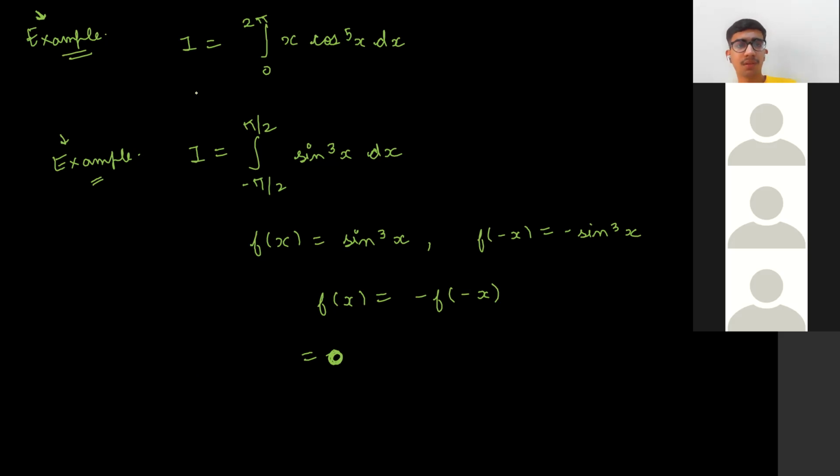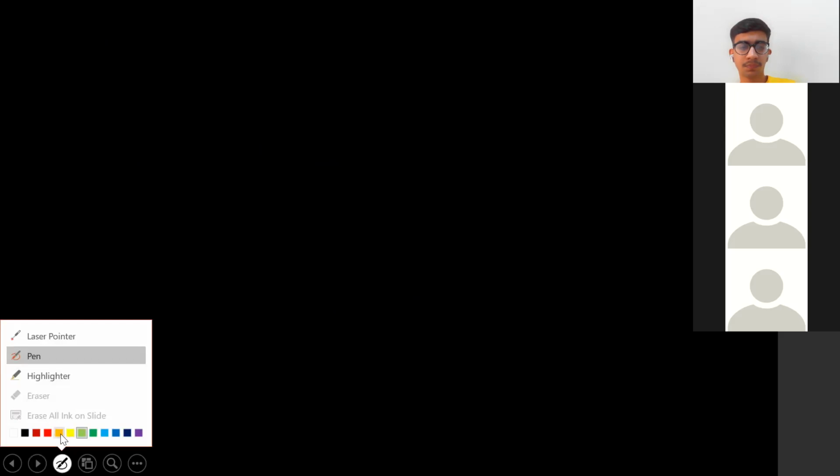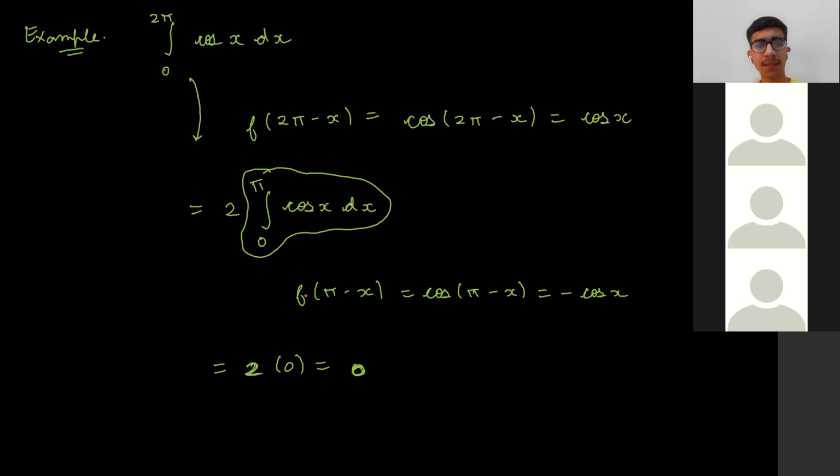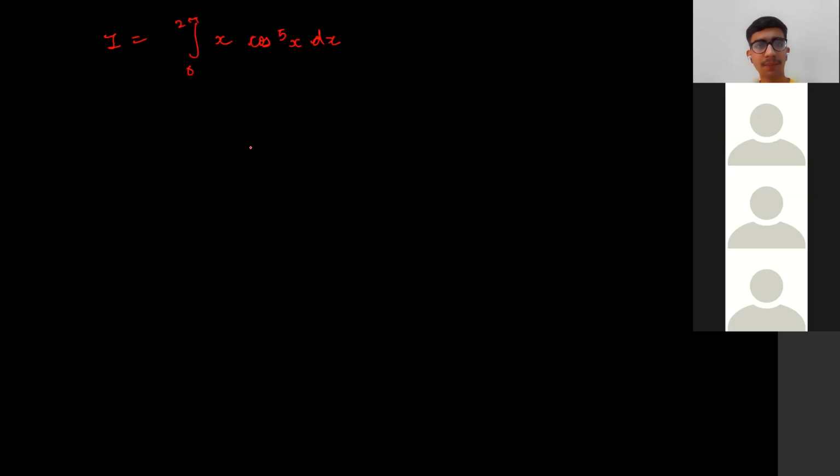How are you solving this question? See, we have I as the integration from 0 to 2 pi of x cos to the power 5x dx. I cannot use property 8 because property 8 is from minus a to a. That case is not here. So I'll first use a plus b minus x. It's 2 pi plus 0 minus x, which is 2 pi minus x.